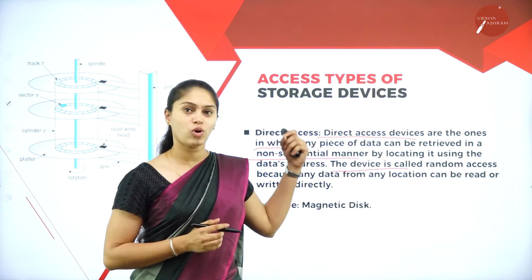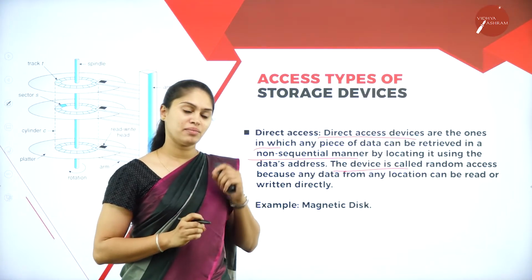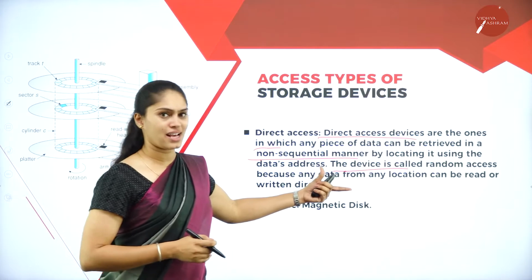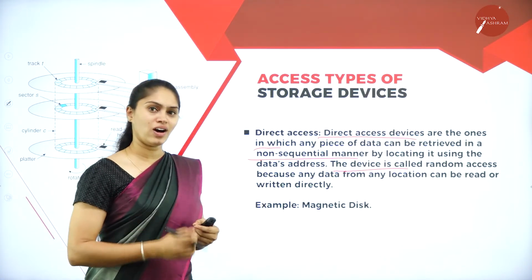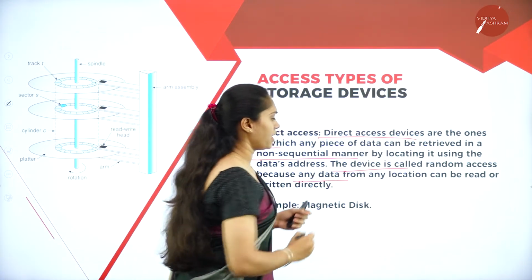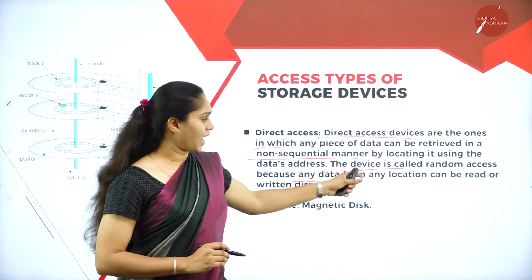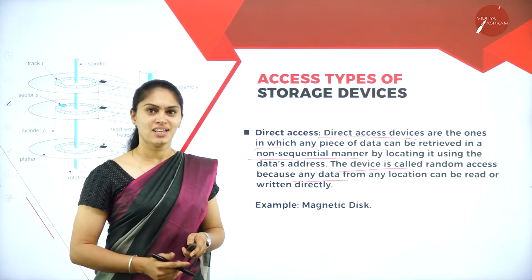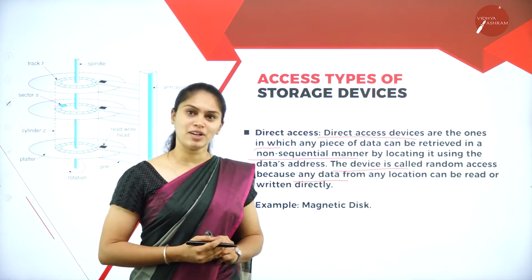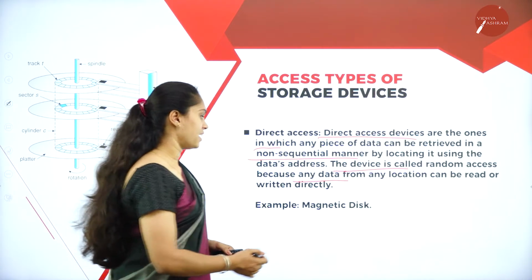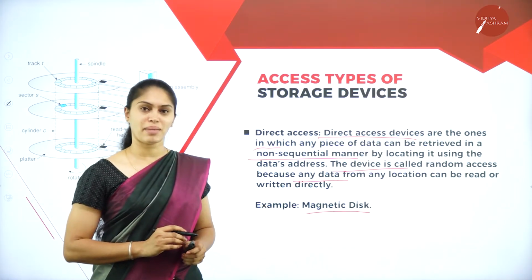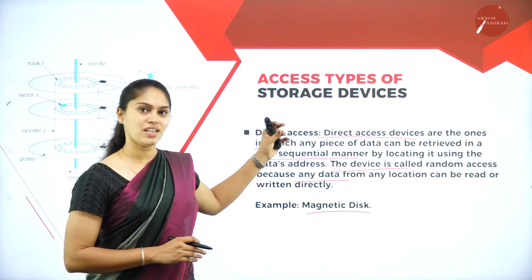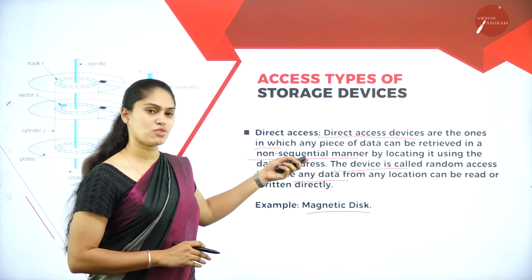There is no restriction over accessing the data from the first location to the last location, so it is called random access, because any data can be read from any location, or written to any other location. Then which is the example for this kind of accessing method? That is the magnetic disk.